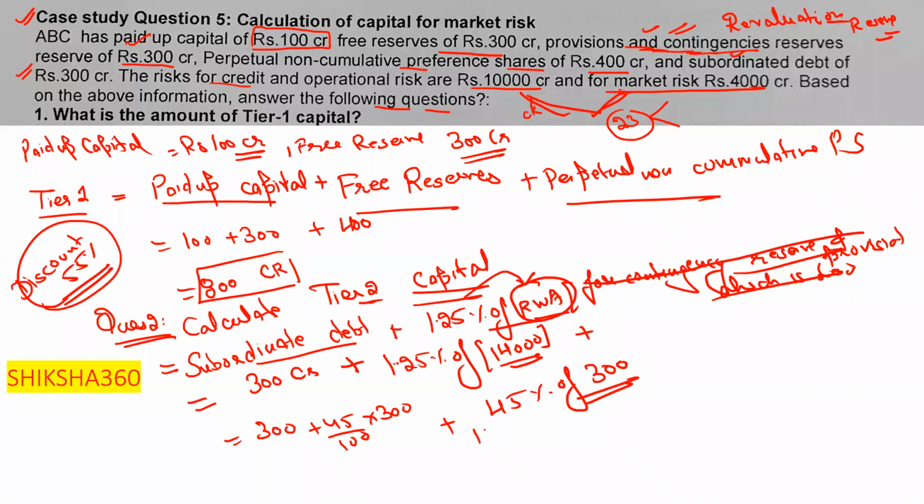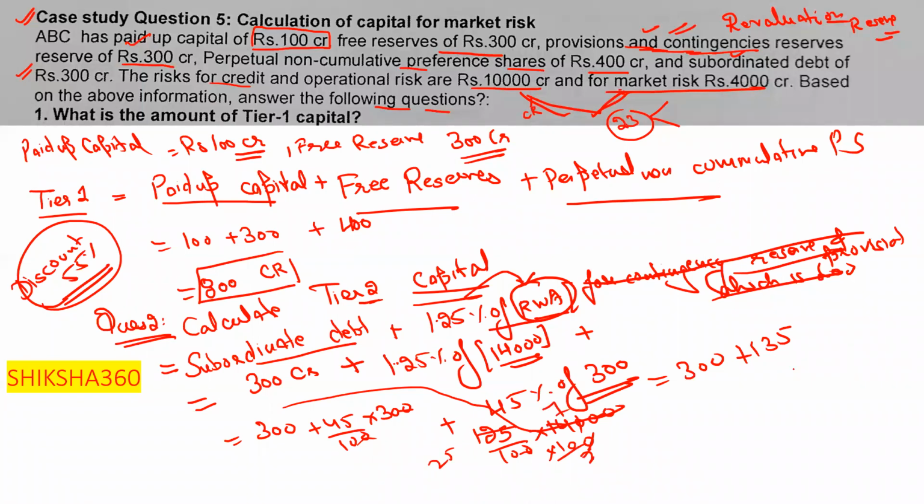Plus 1.25, that is 125 upon 100 into 40,000. So 300 plus 135 plus 125 into 140, divided by 100. This cancels out, 25 into 17 plus 175. So it comes out to basically 610 crore. Clear? So this is the tier 2.